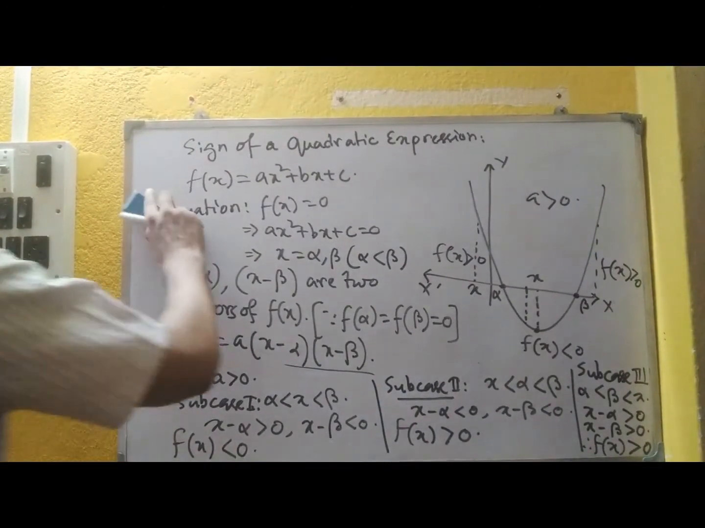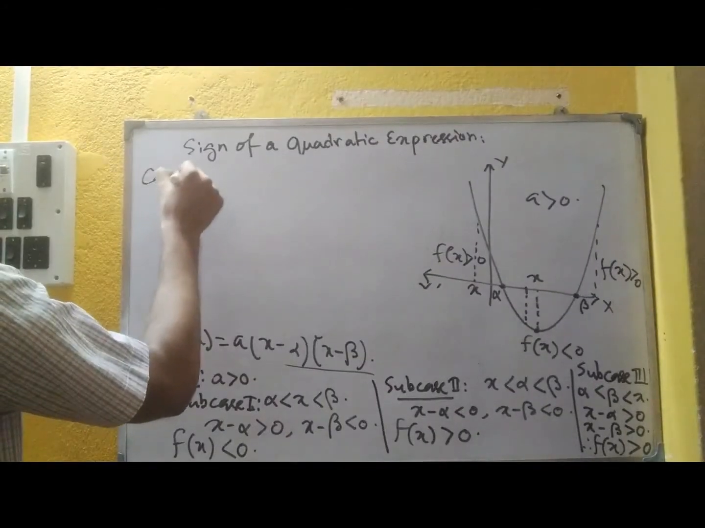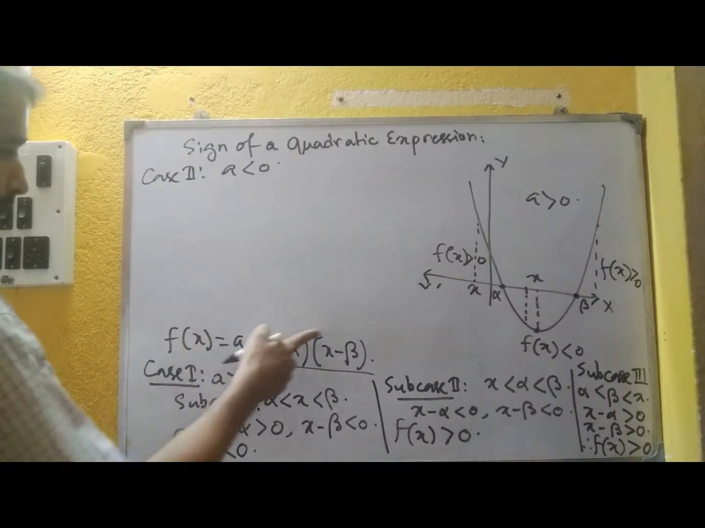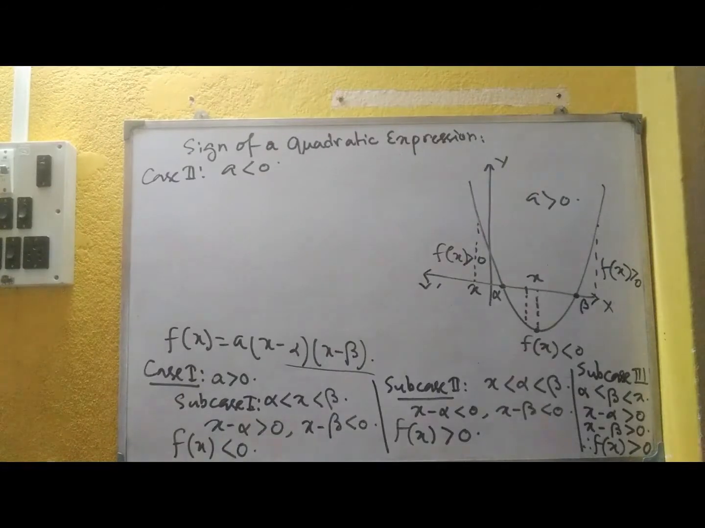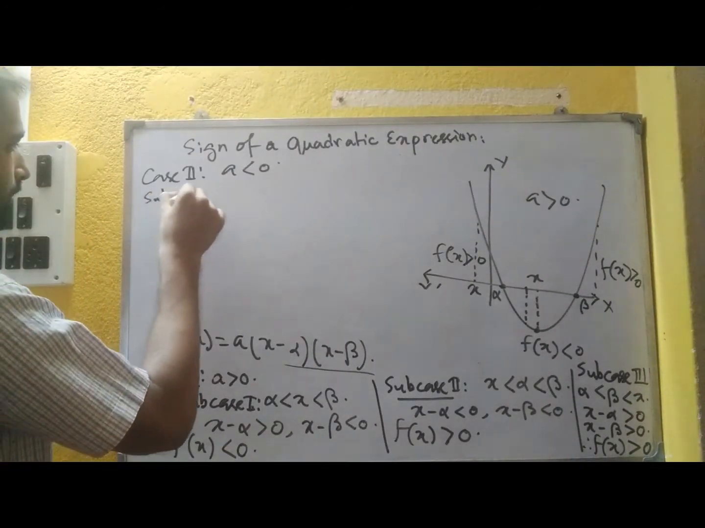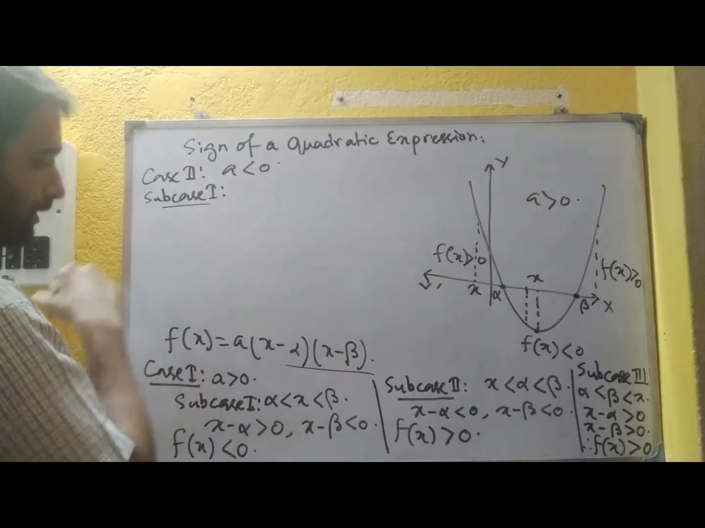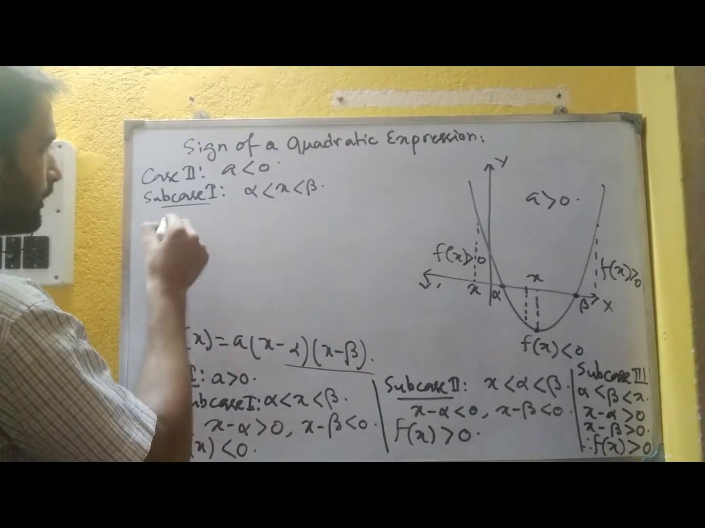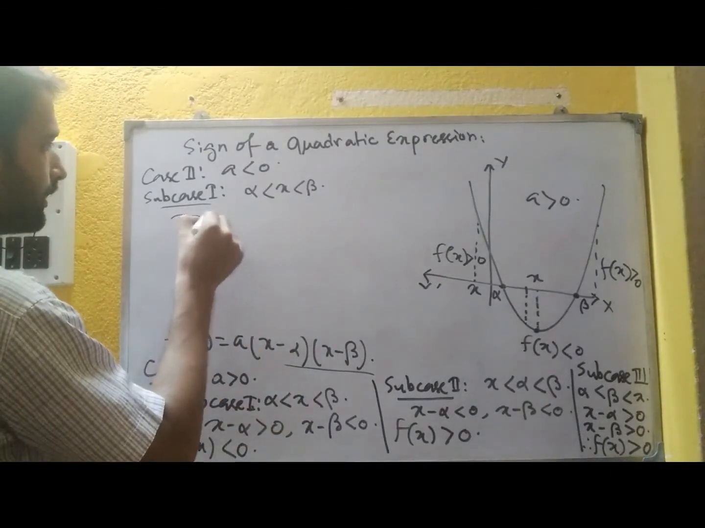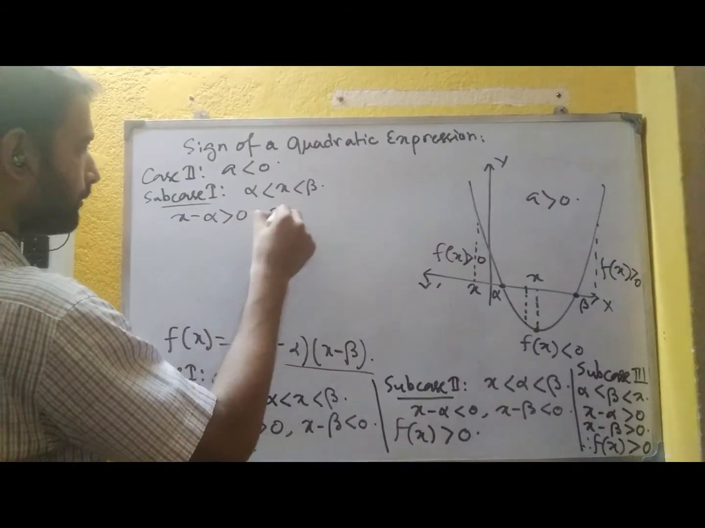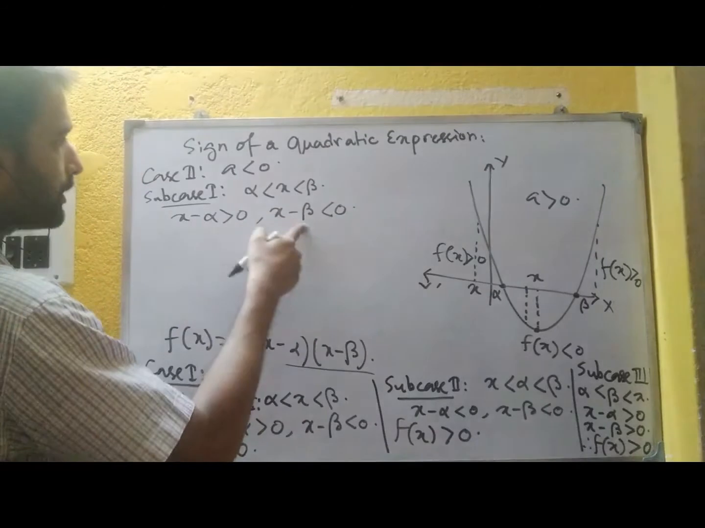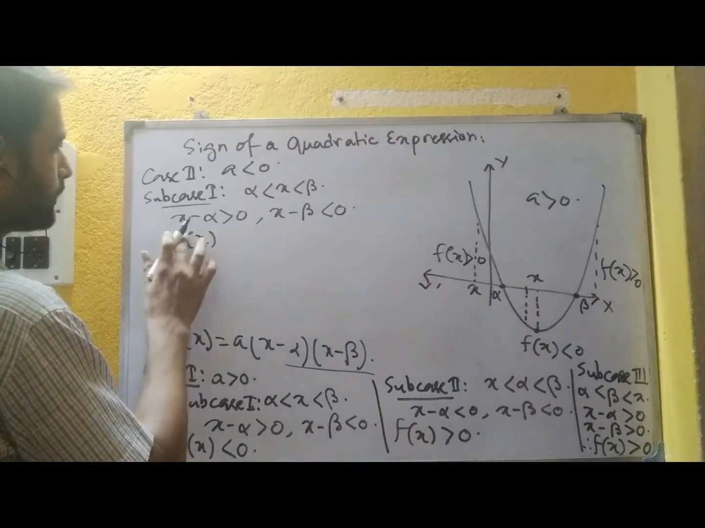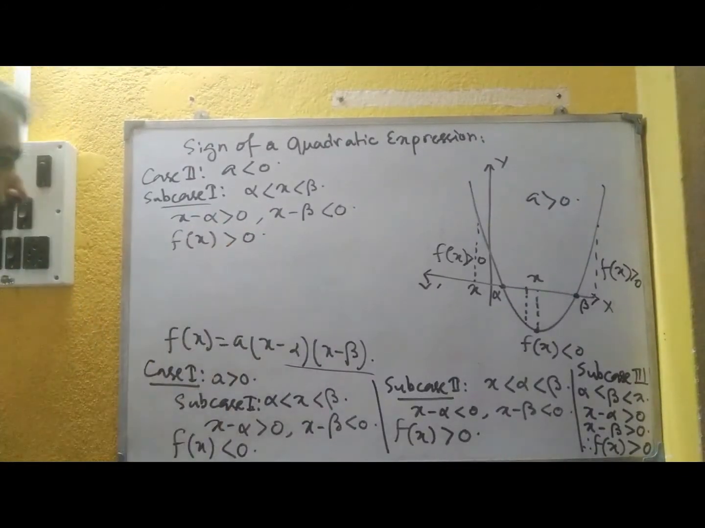And suppose in case 2, we will have a less than 0. Now f(x) is this product, a into (x minus alpha)(x minus beta). So again we will do 3 subcases. Subcase 1, it is saying that alpha is less than x less than beta. Now see, the natures are changing here, because in this case x minus alpha is positive, but x minus beta is negative. Now since a is also negative, f(x) is a product of 2 negative terms and 1 positive term, so it will give you positive sign.